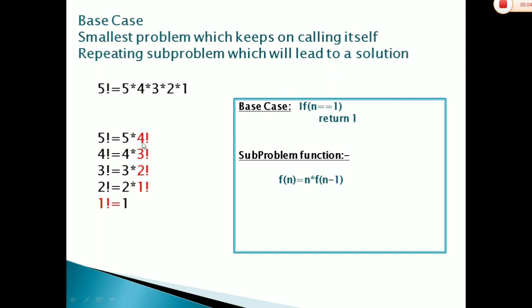So how it will be is that 5 into 4 factorial will be stored in a stack. Then 4 factorial will call 4 into 3 factorial. And 3 will call 3 into 2 factorial. And 2 factorial will call 2 into 1 factorial. So what is it returning? It is returning 1. So 1 factorial is giving 1 over here. Then 2 into 1 is 2, so 2 factorial is giving 2, and then 2 into 3 is 6. This 3 factorial is giving 6. 6 into 4 is 24. Then 4 factorial is 24. And 24 into 5 is 120, which is our final output.